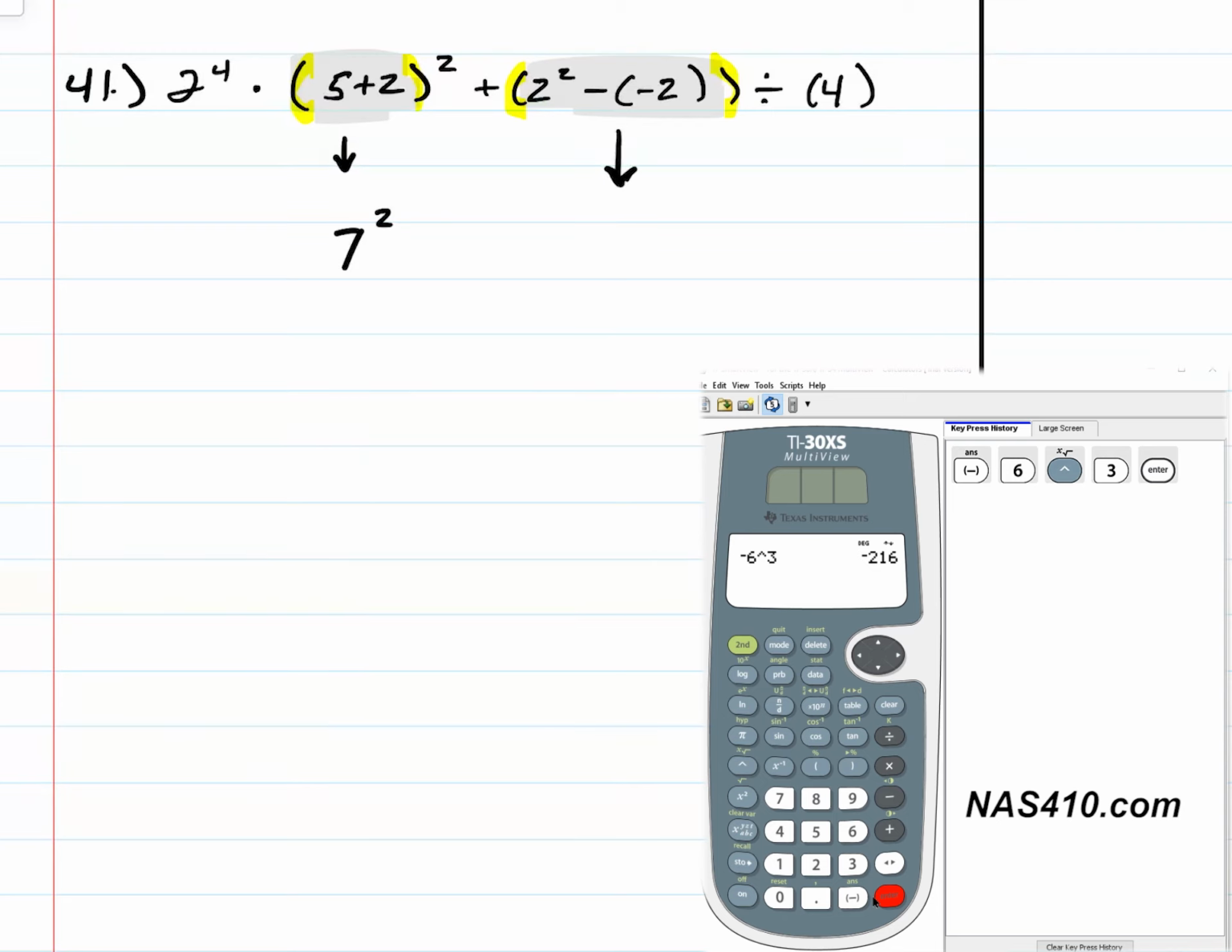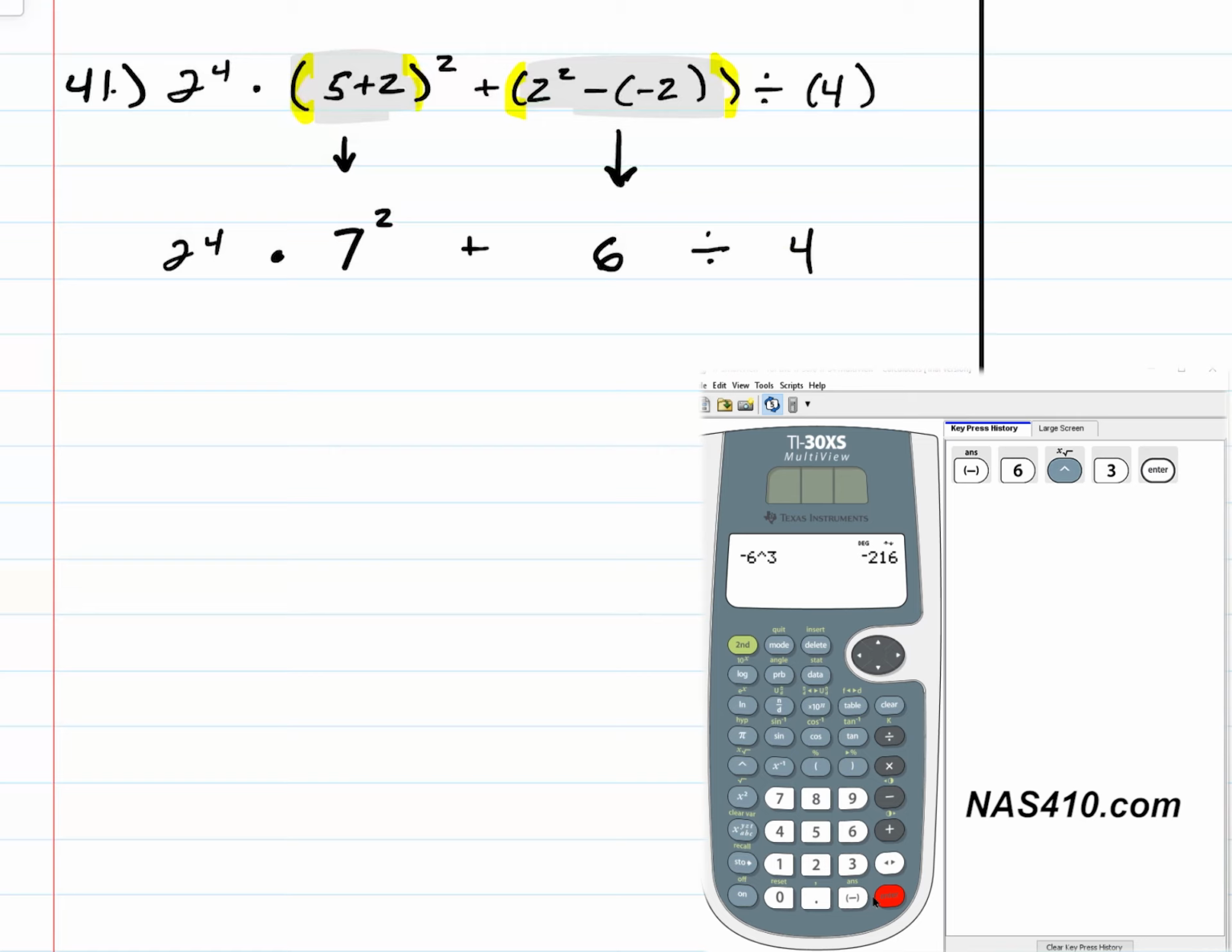within the parentheses, the order of operations apply. And so the first thing I have is an exponent. And so 2 squared is 4. Okay, and I know when I have a negative and a negative, that equals a positive, so I have 2. And 4 plus 2 is 6. So I'll erase that, and I'll just put 6 right there. And so let's rewrite this to simplify. So I have 2 to the 4th times 7 squared plus 6 divided by 4.